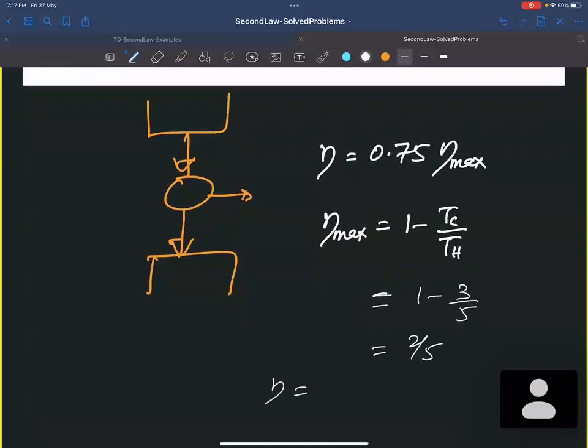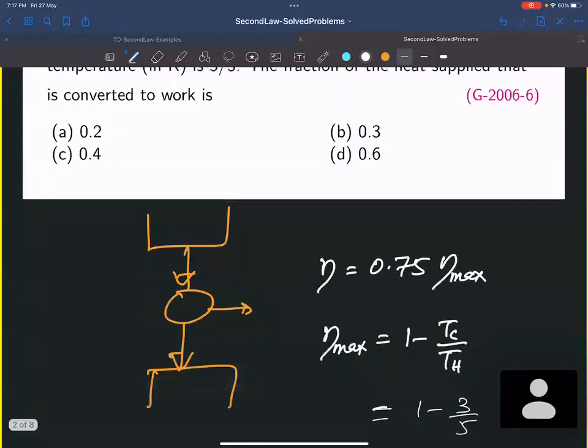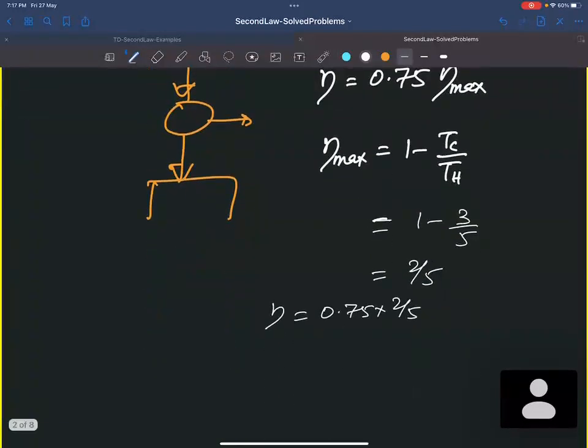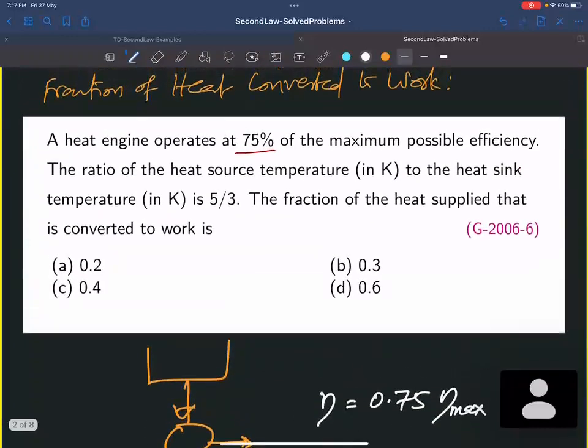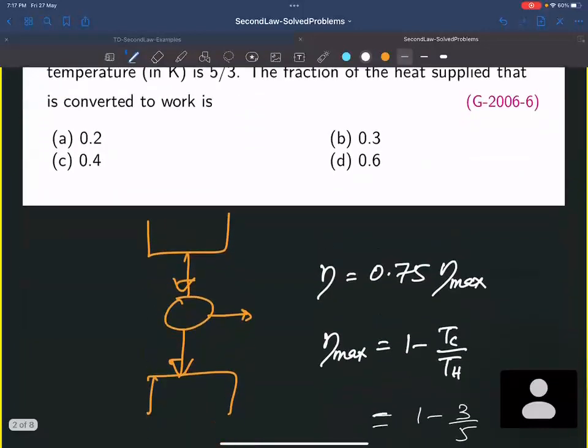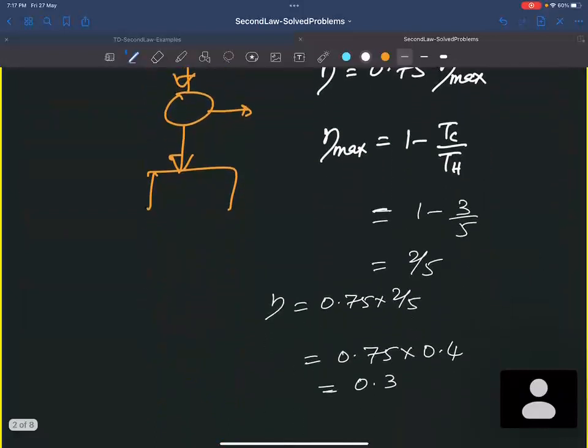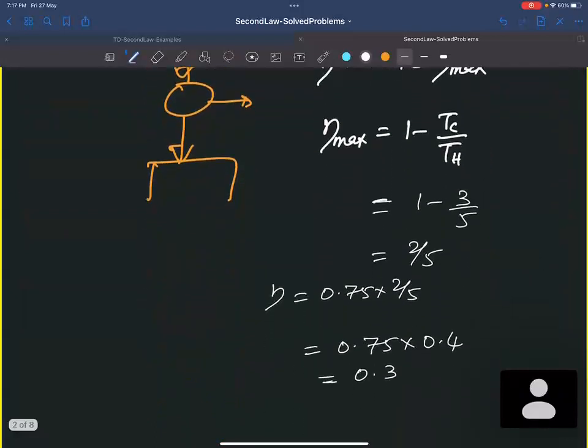Efficiency is equal to 0.75 into 2 by 5. 2 by 5 is 0.4, so 0.75 into 0.4 is equal to 0.3. Correct answer? Yes, sir, 0.3. So what is the meaning of this efficiency? This is actually giving W by QH.